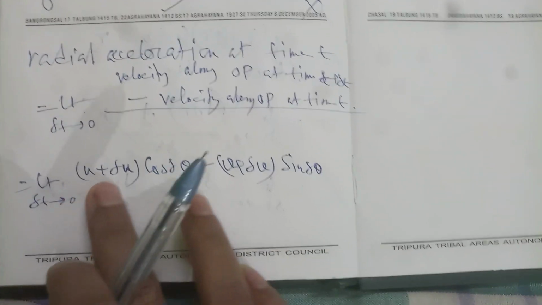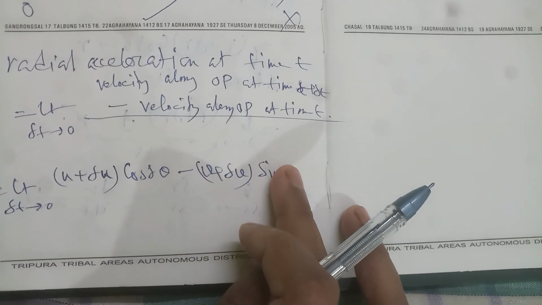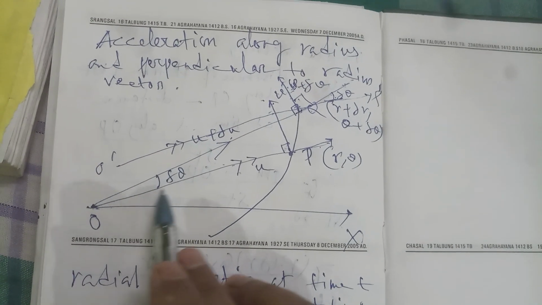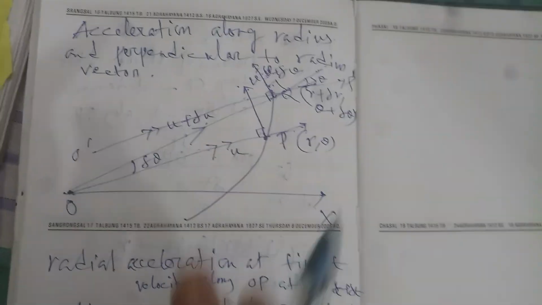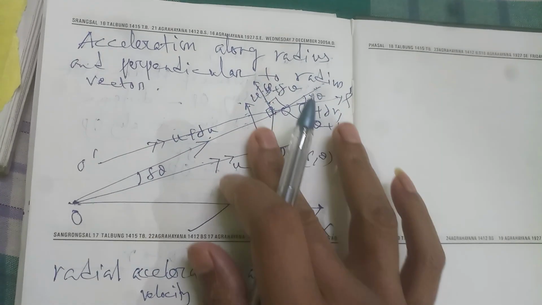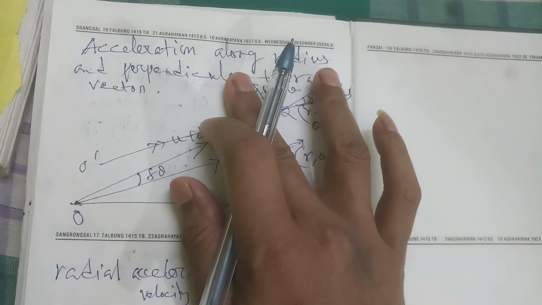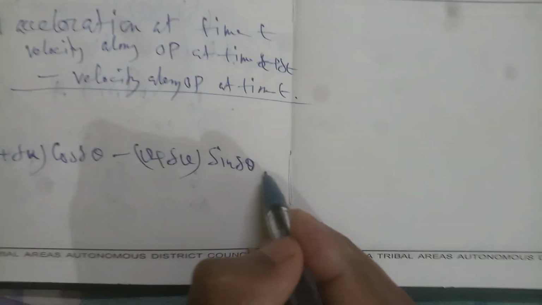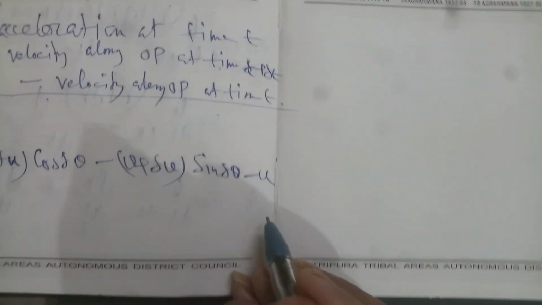So this one is the velocity at t plus delta t, and now I have to take the velocity along OP at time t. Just at OP, the velocity along OP is only u. There is no component of v because v is totally perpendicular to OP, so it will not have any component along OP. So only the component will be u at time t.